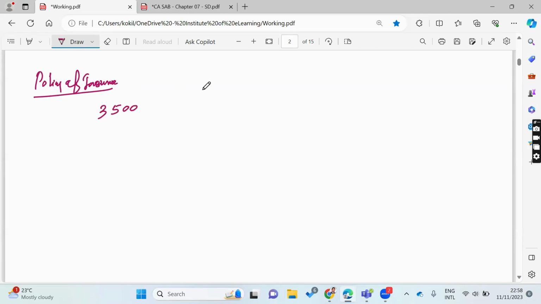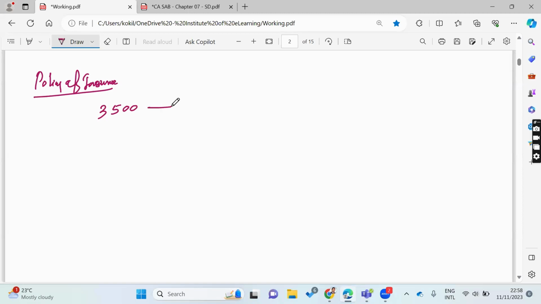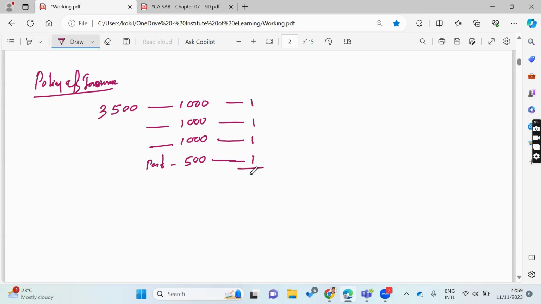It says 1 rupee for every 1,000 or part thereof. Then how many thousands are there? 1,000, another 1,000, another 1,000, and also a part, 500. This is 1,000, 1,000, and this is a part of 1,000. The rate is 1 rupee each, and the part is also applicable at 1 rupee. Altogether the stamp duty would be 4 rupees.